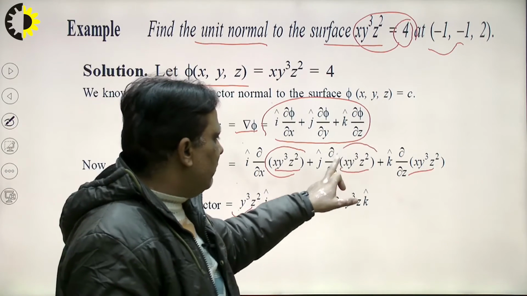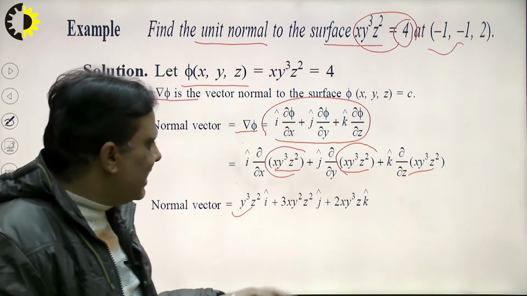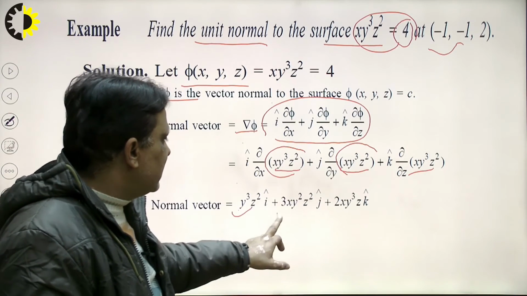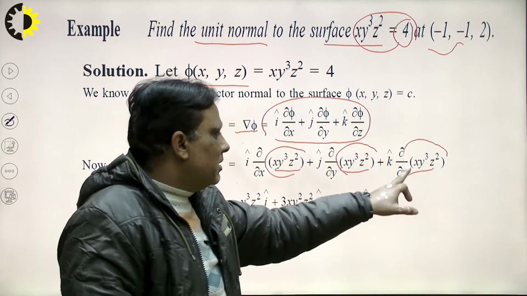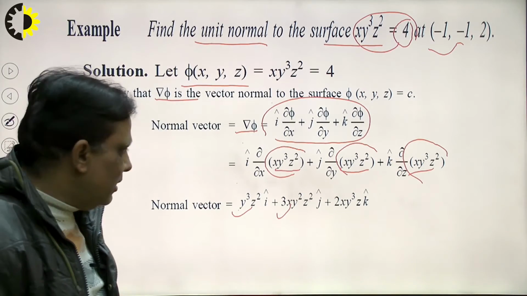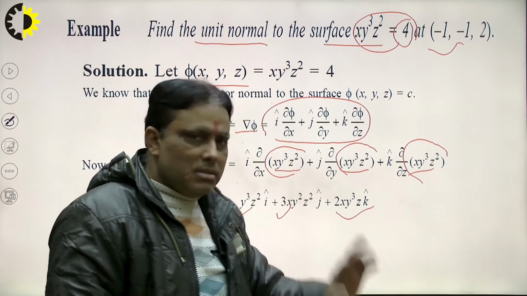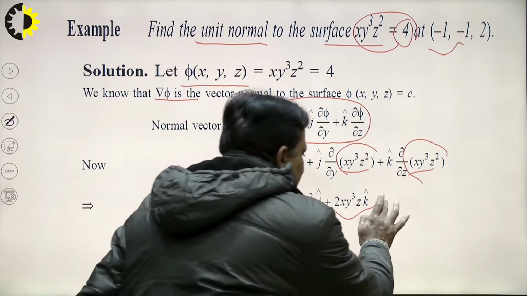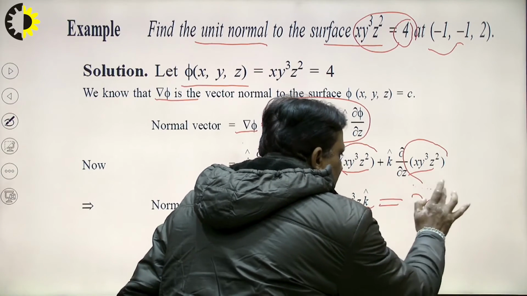Differentiation of these terms with respect to y, with x and z as constants, gives 3x y square z square, I write here. And differentiation of these terms with respect to z, with x and y as constants, so what will be the result here? This is the result, that is known as vector n. I write vector n here.